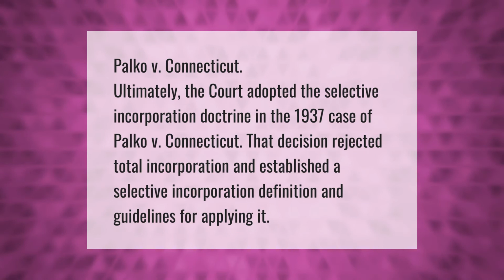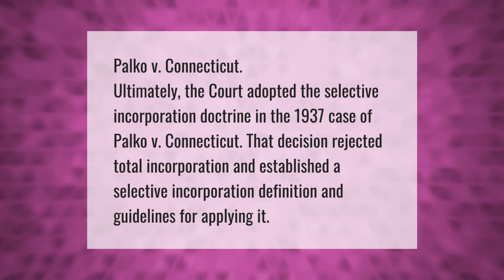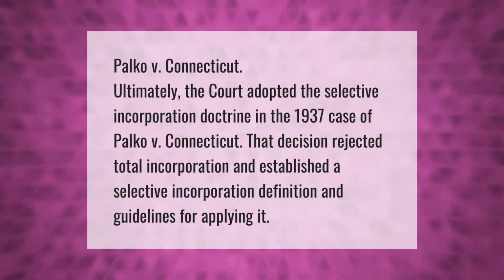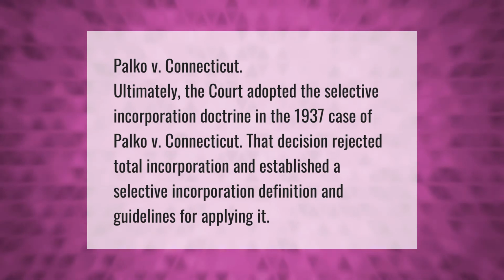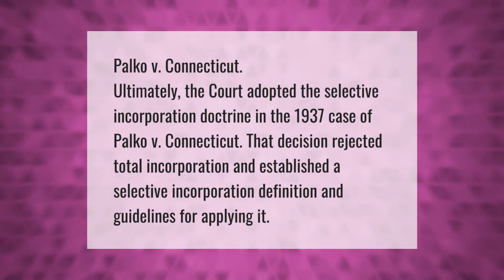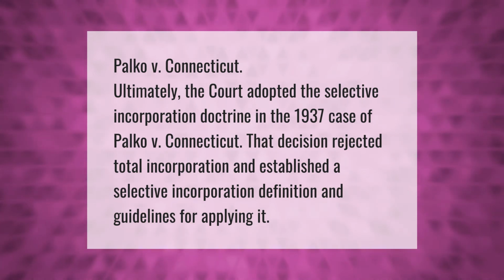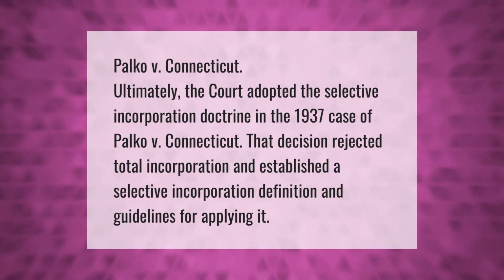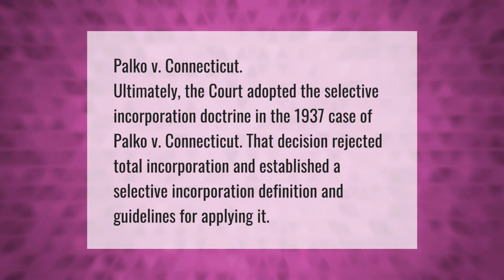Palko v. Connecticut. Ultimately, the court adopted the selective incorporation doctrine in the 1937 case of Palko v. Connecticut. That decision rejected total incorporation and established a selective incorporation definition and guidelines for applying it.